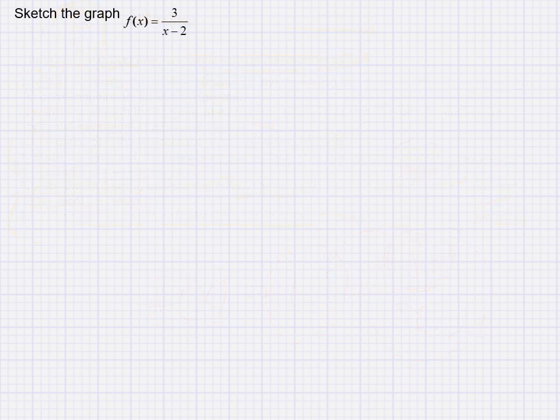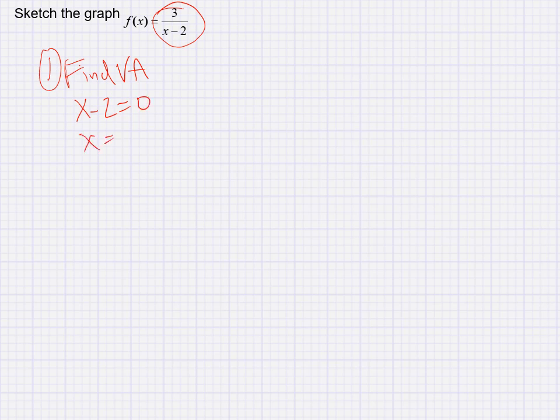Let's start with something very simple. In this case, working with this function, first off, it is simplified as much as it can be. There are no factors of the numerator and denominator that will cancel each other. So, first step, find the vertical asymptote. In this case, the denominator equals 0 gives you x equals 2. There's your vertical asymptote.